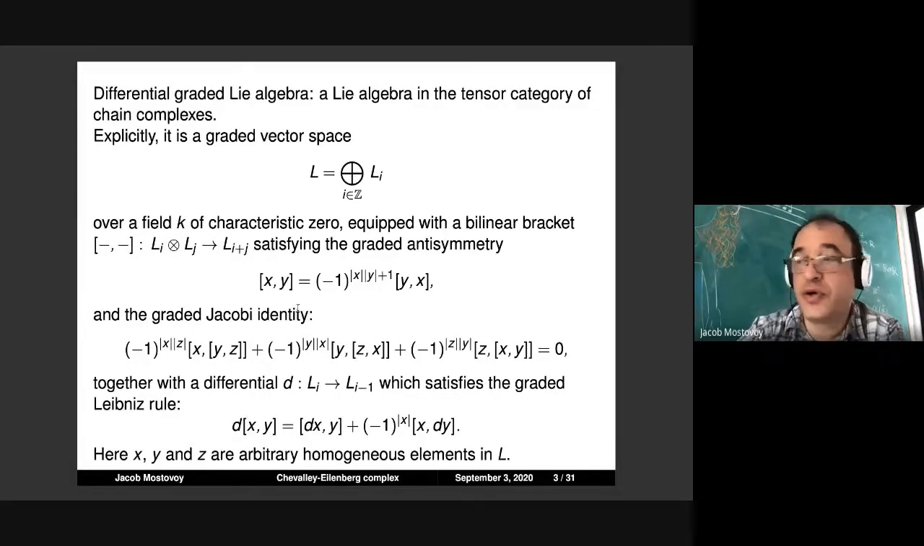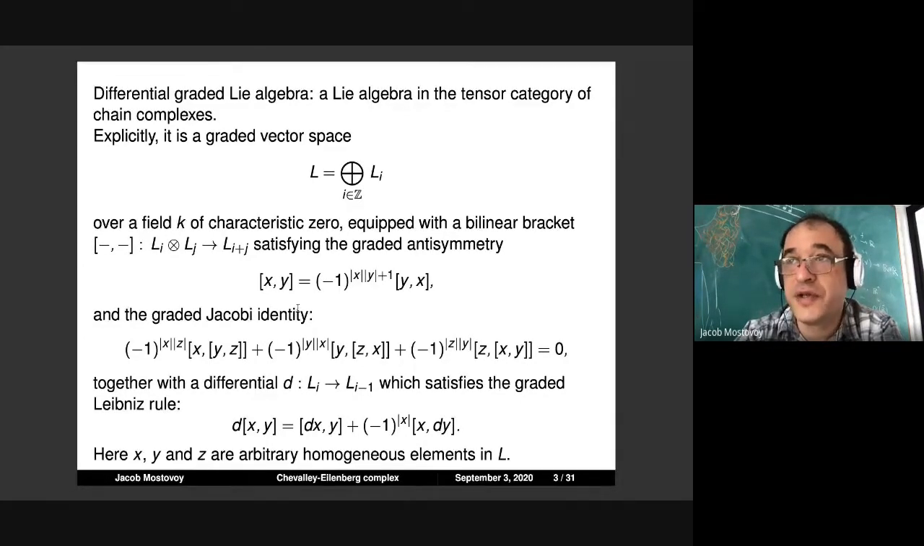So, differential graded Hopf algebras. Here I've written down the definition of a differential graded Lie algebra, because we're going to see more of them in this talk. Basically, a DG Lie algebra is simply a Lie algebra in the tensor category of chain complexes. Well, a tensor category is a symmetric monoidal category.